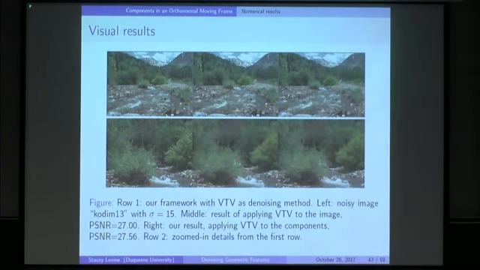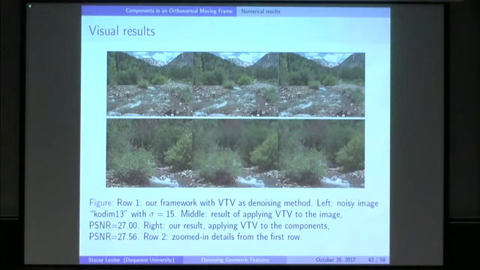And here's what it looks like, which is perhaps, again, we have these increases, although PSNR and SSIM only tell us so much. But this is what the actual visual image looks like. So the first column is the noisy image. At the top you see the image, at the bottom you see a close-up. The second column is VTV applied to the image. And the last column is VTV applied to the moving frame components.